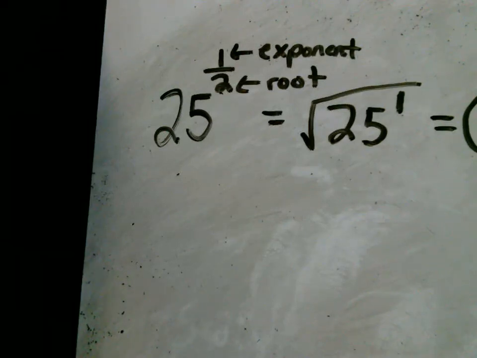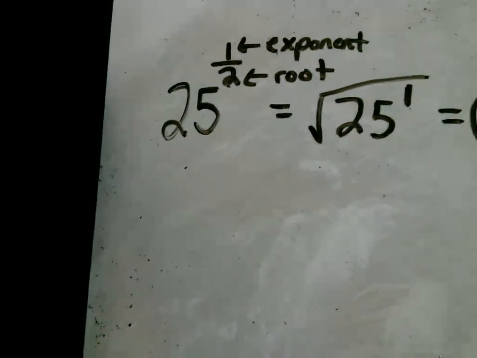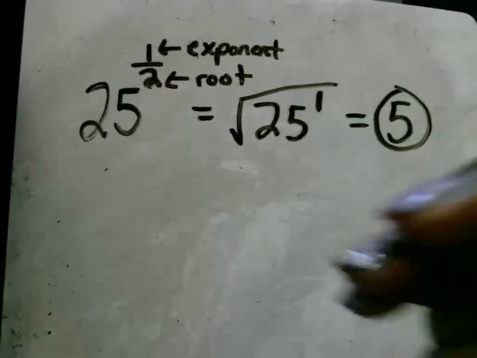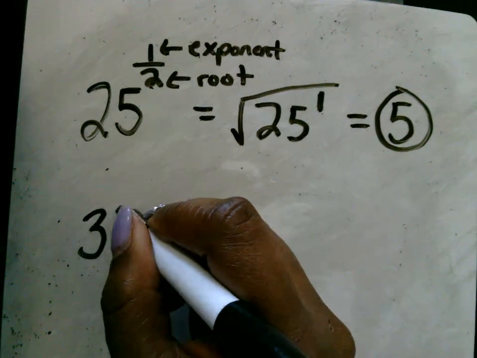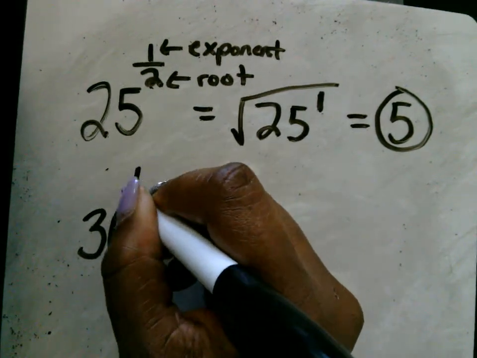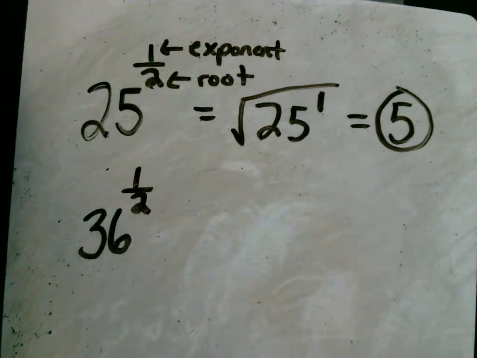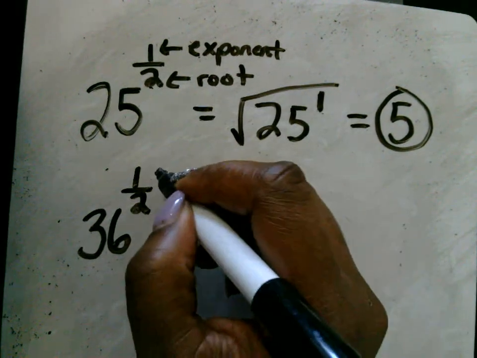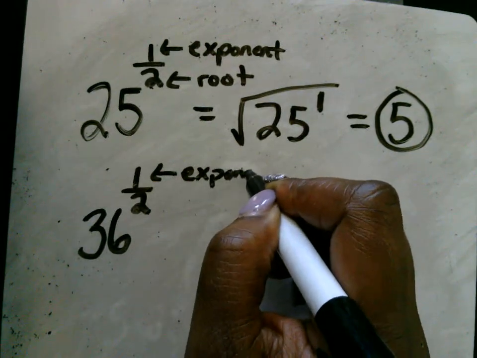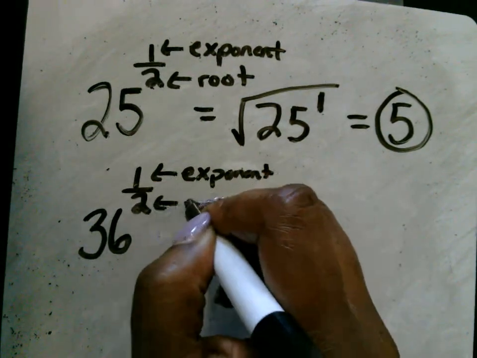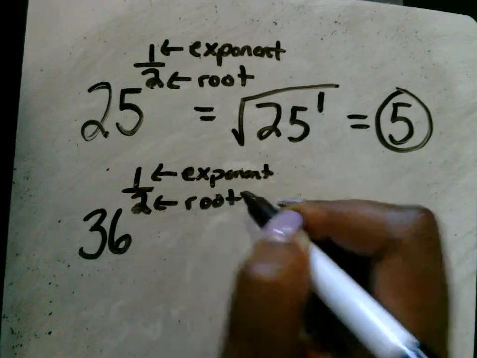We're going to do another one. Okay? Please watch this one, okay? You have 36. I'm going to start off with easy first, okay? 36 to the 1/2 power. 1/2 as an exponent. The top number is the exponent. The bottom number is the root.